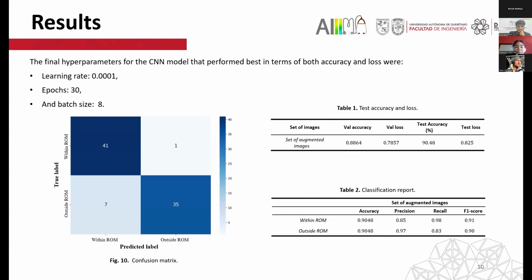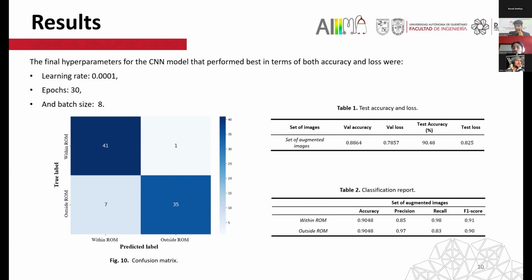With these experimentations, we decided that the best final parameters for this CNN model in terms of accuracy and loss was a learning rate of 0.001, 30 epochs, and a patch size of 8. Our final results were a validation accuracy of 88% and a test accuracy of 90%, with a test loss of 0.82.